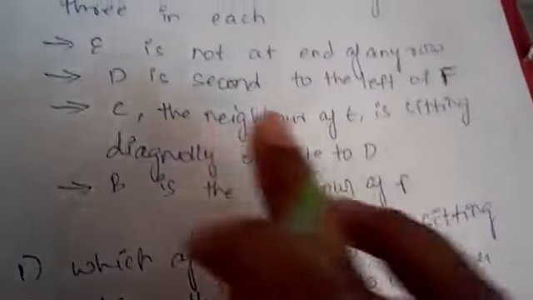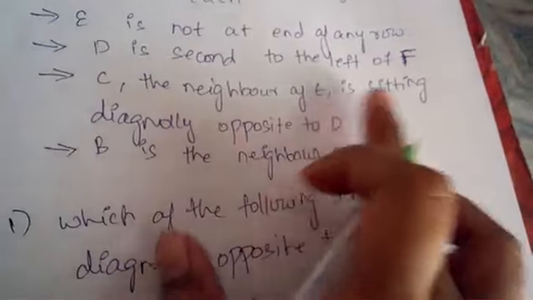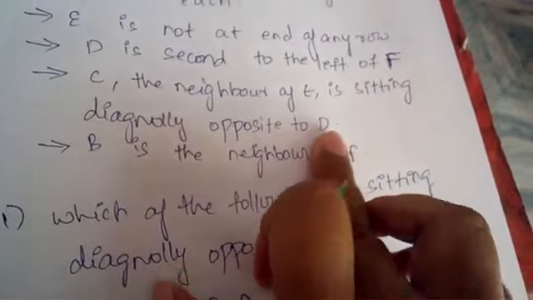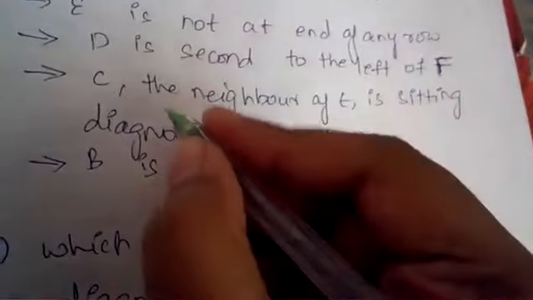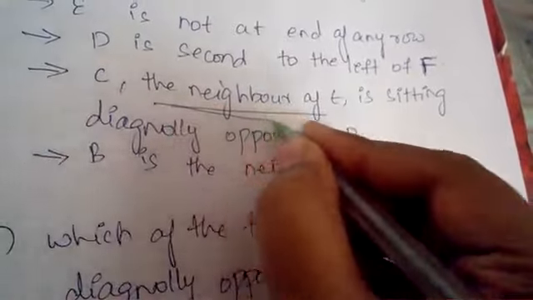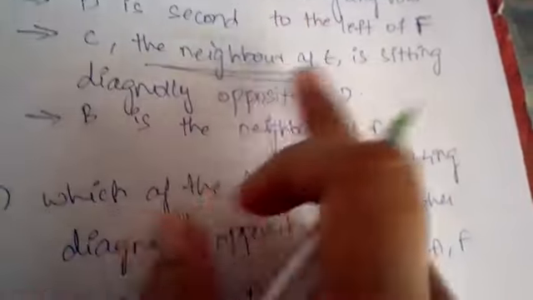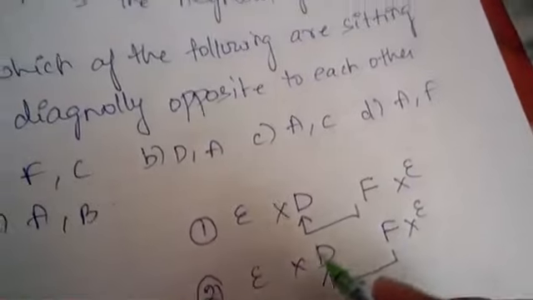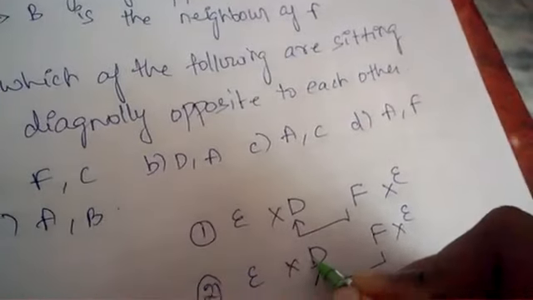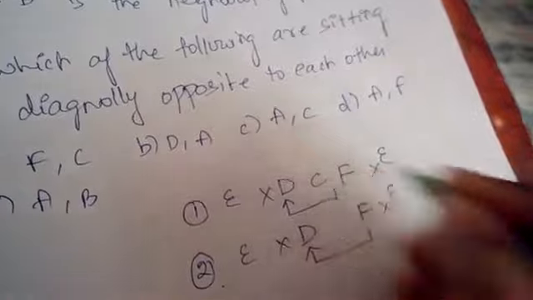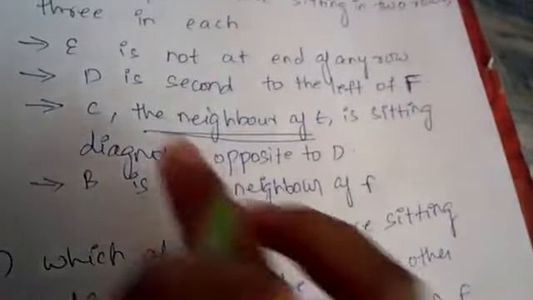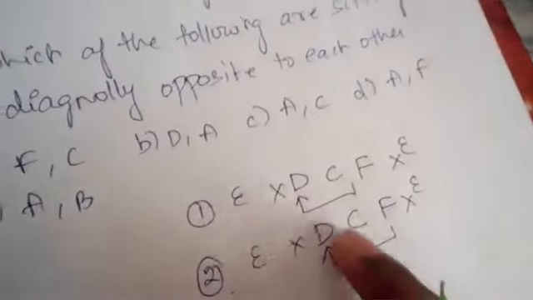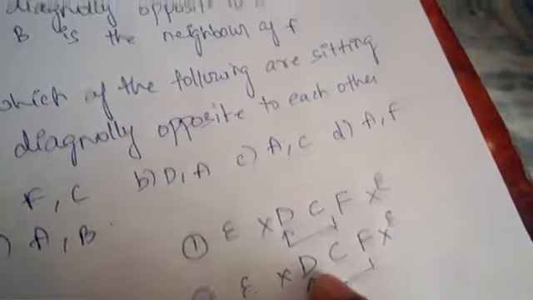Next, C, the neighbor of E, is sitting diagonally to D. C is the neighbor of E. C is sitting diagonally to D. If this is D, C will be sitting here. And C and D are side by side.